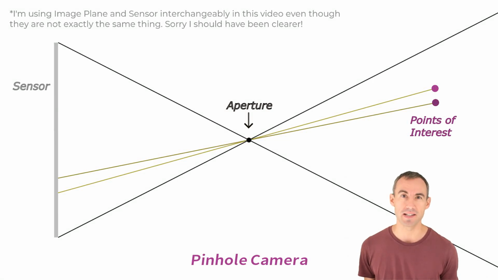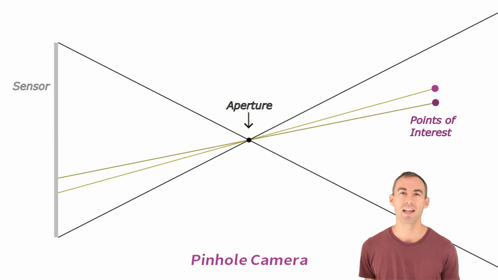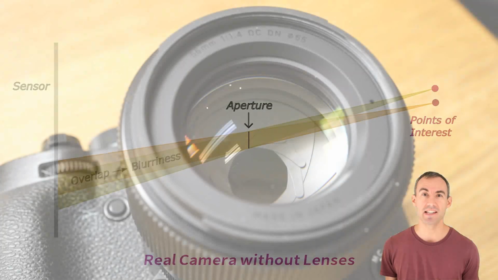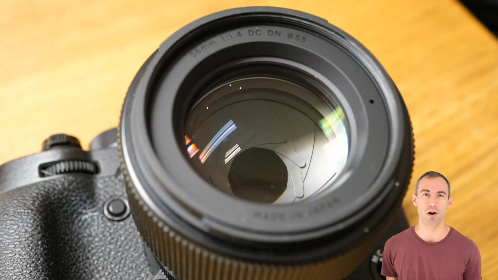And as a consequence, each point on the image plane, on the sensor, is reached by light from only one direction. If the aperture was larger, like here, then light from many directions would reach a point on the sensor, and that would make the image blurry. Real cameras have larger apertures, and they use lenses to prevent or reduce this blurriness.